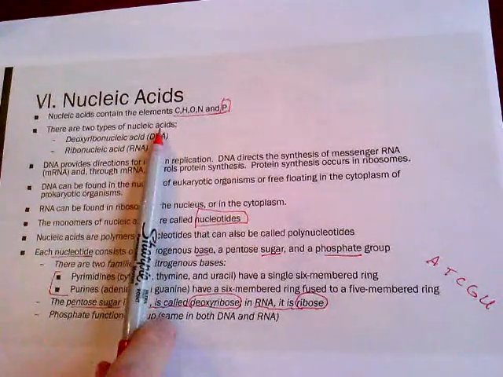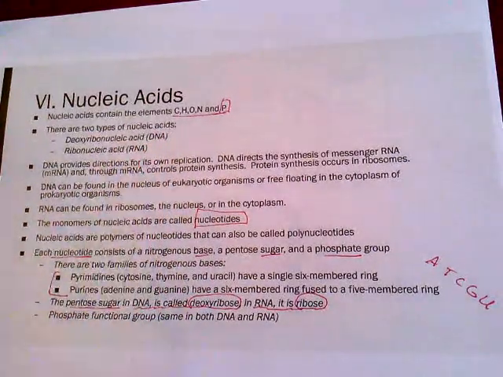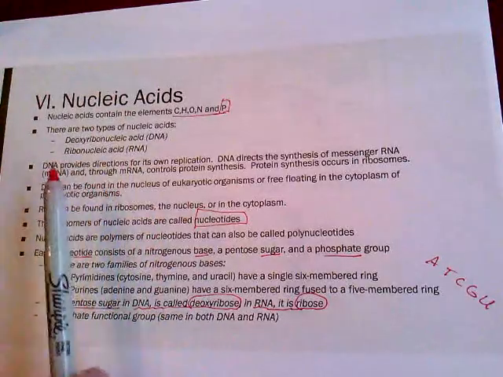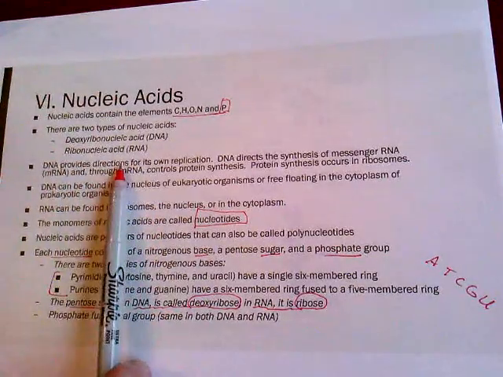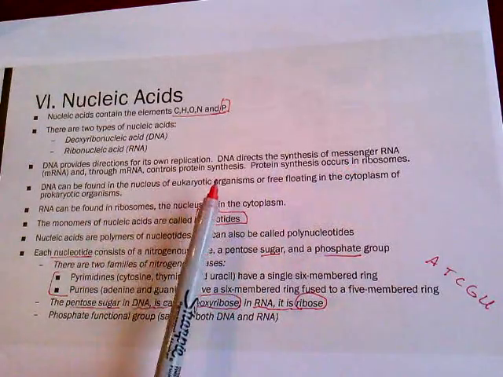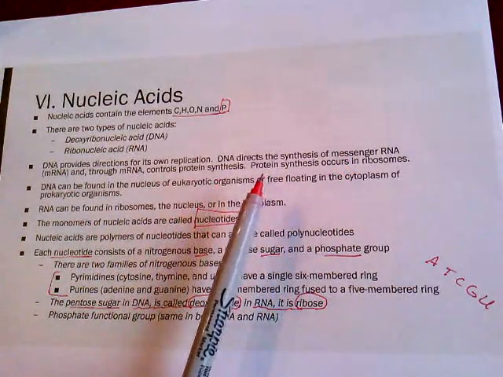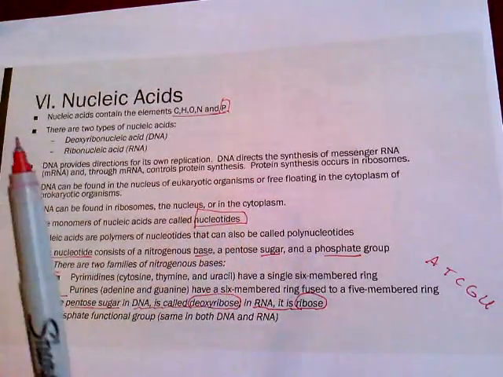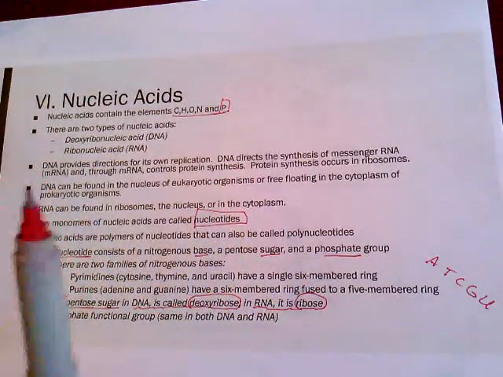There are two types of nucleic acids, DNA, RNA. We're going to see a comparison of those two. We know DNA provides the directions, which makes RNA, which then eventually goes out to a ribosome and makes a protein. Good old central dogma of biology. DNA makes RNA, which makes protein.